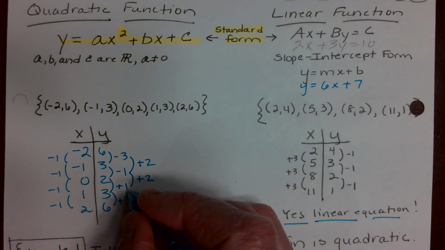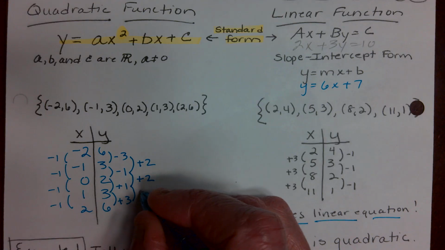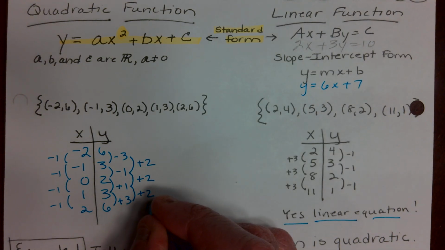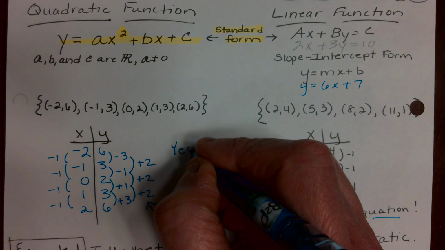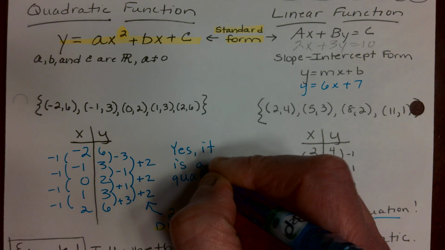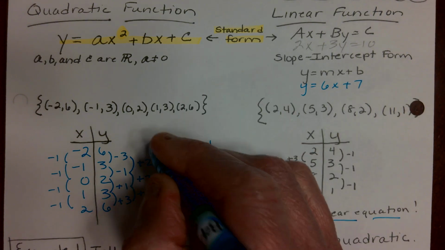+2. What happened from 1 to 3? +2. Ding, ding, ding, ding, ding. The second difference is the same. That is our second difference. My answer is yes, it is a quadratic. That's how you can tell.